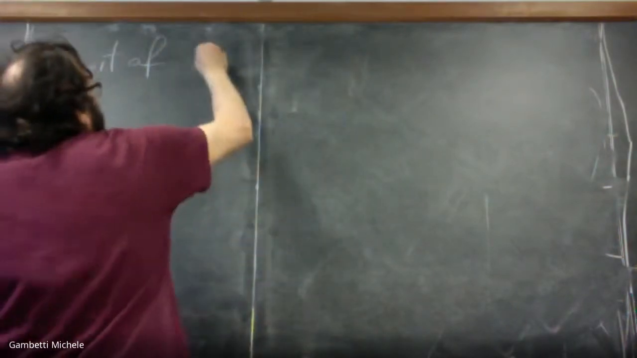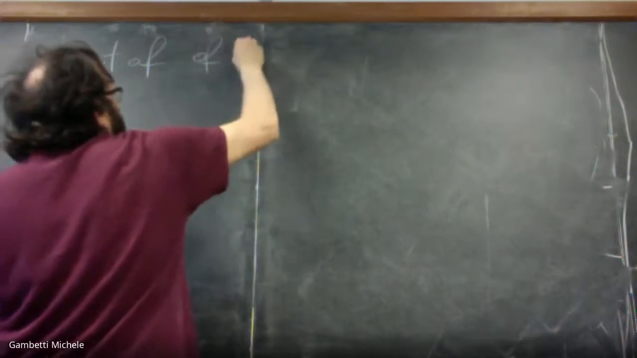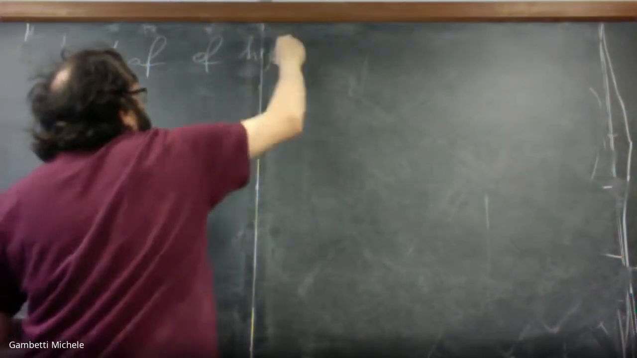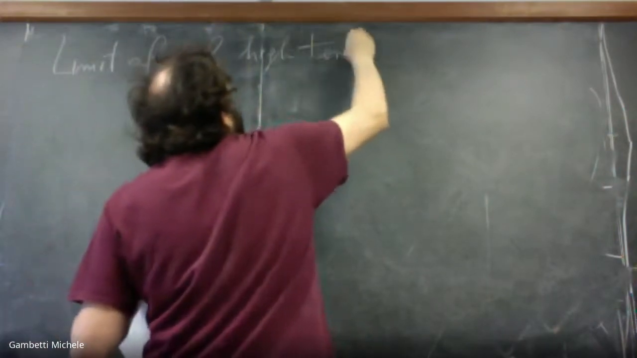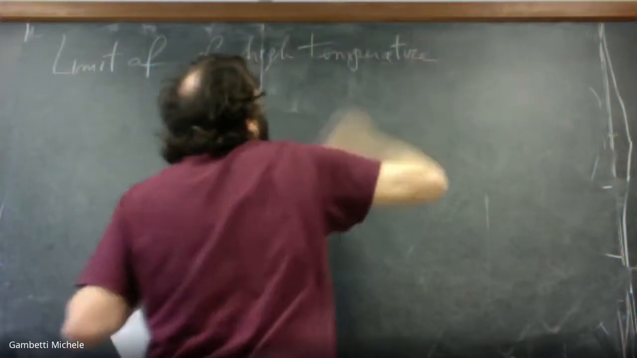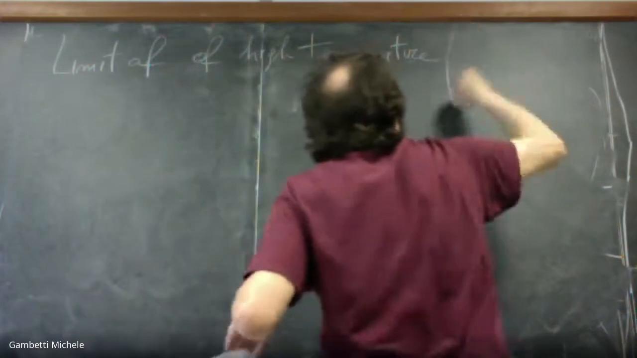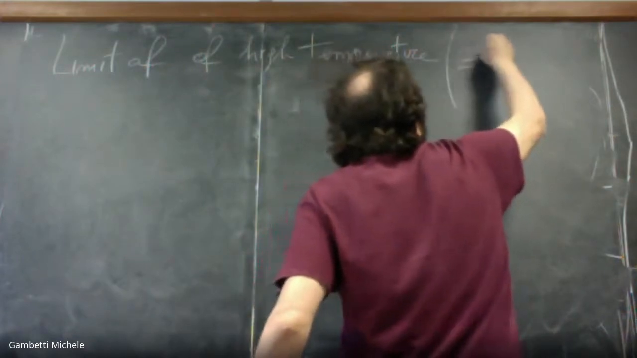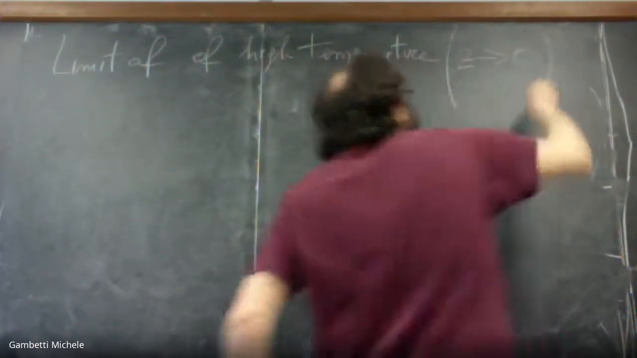Limit of high temperature, which actually is better to say, high temperature, is the classical limit in which Z, the fugacity, is going to zero.